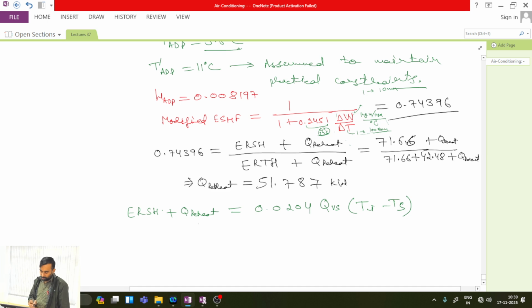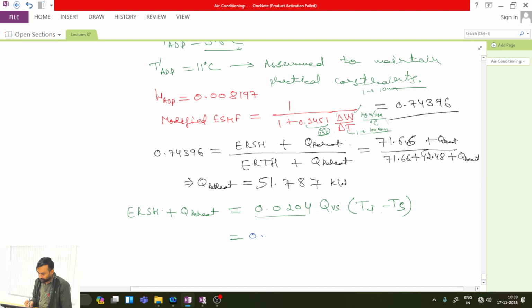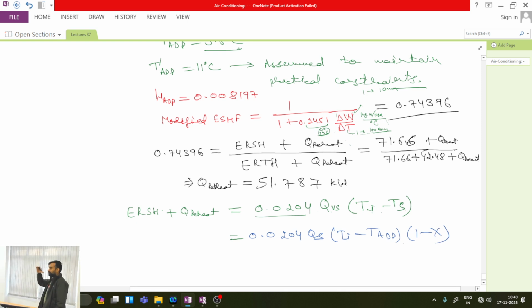But you see over here, what typically is effective room sensible heat. Effective room sensible heat is nothing but 0.0204 into QVS into Ti minus Ts. All of you agree to this point? Now the same thing can be written as 0.0204 QVS into Ti minus TADP into 1 minus X, if you write it in terms of bypass factor.